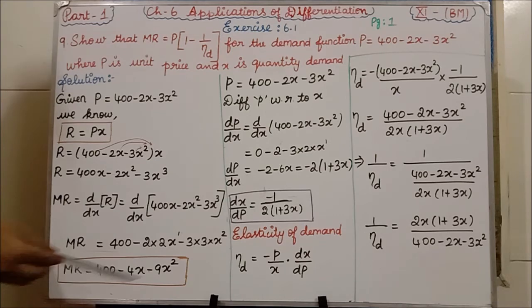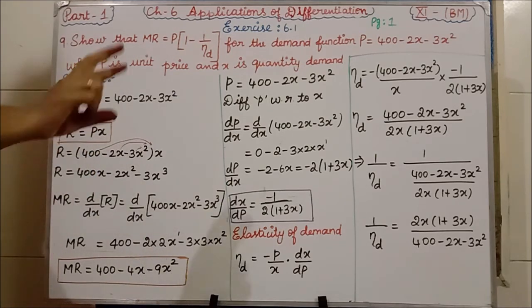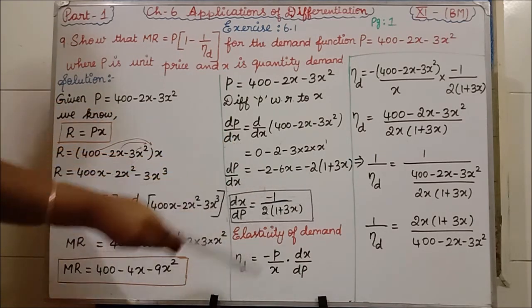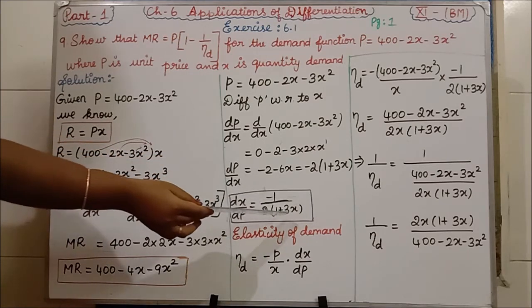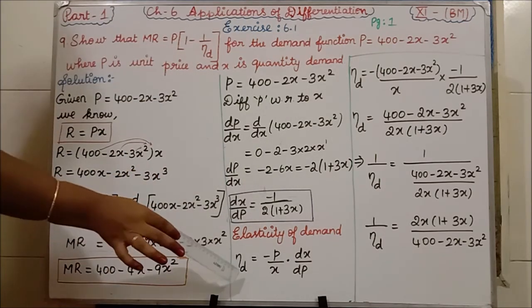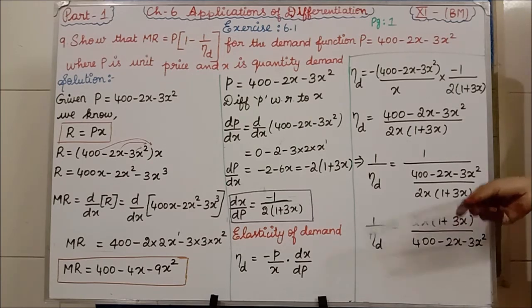Clear? Now in the formula we need the dx by dp value only. But we are having dp by dx. So to make it dx by dp, what do we have to do? We have to take the reciprocal. So if you take the reciprocal, what will this become? Denominator: minus 1 divided by 2 into 1 plus 3x. Here we have got the dx by dp value. We know what p is. Now we are going to find the elasticity of demand value. Okay. Now we know the elasticity of demand formula is theta d equal to minus p by x into dx by dp. Okay. What is p, the price?